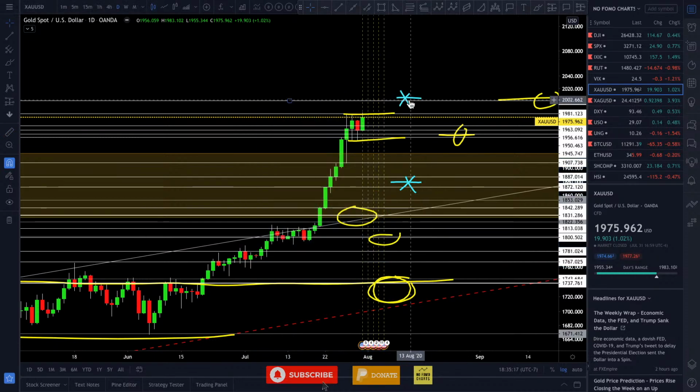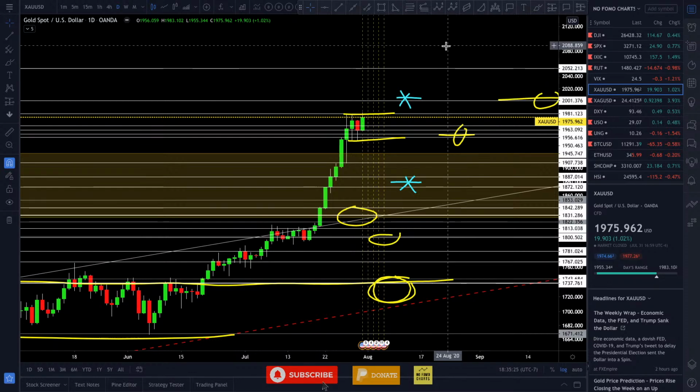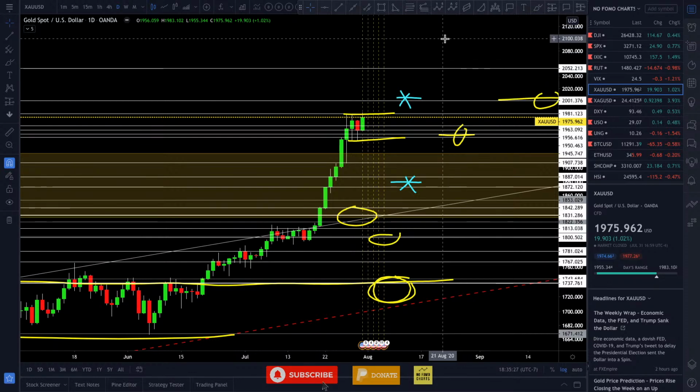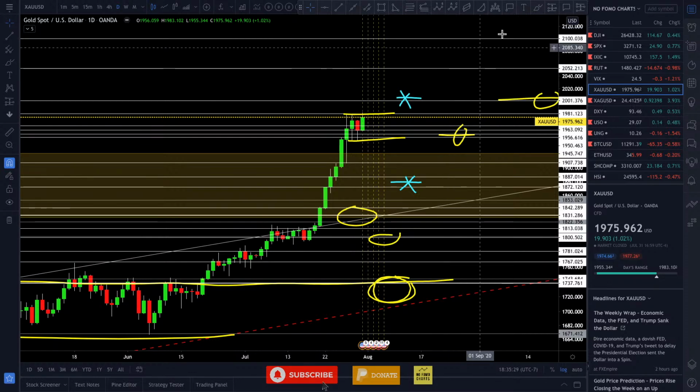Right. So the bearish target still remains 2000. Let's get another one. Bullish target to the upside, 2000. Let's get another one, 2050, then 2100. Right? Targets up here. Multiple targets.